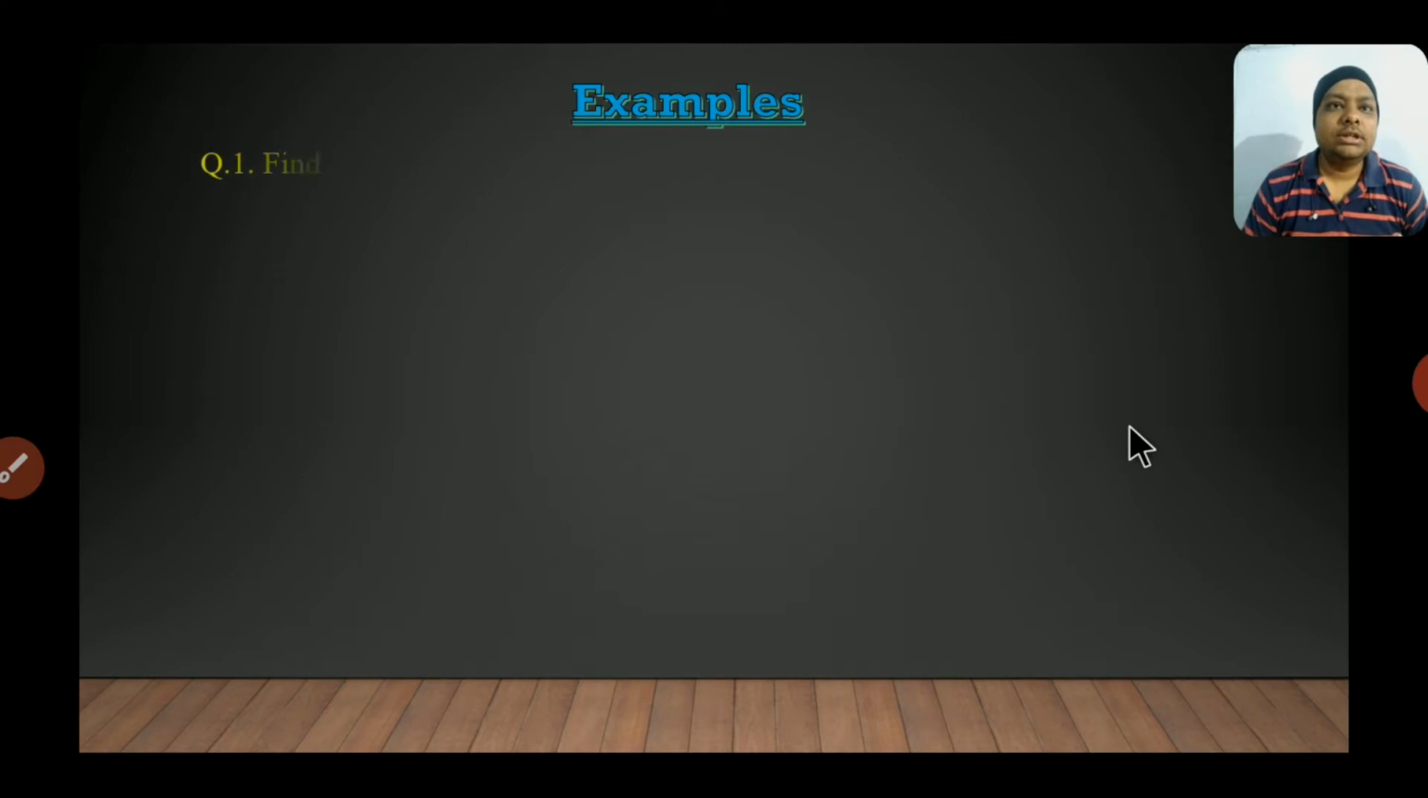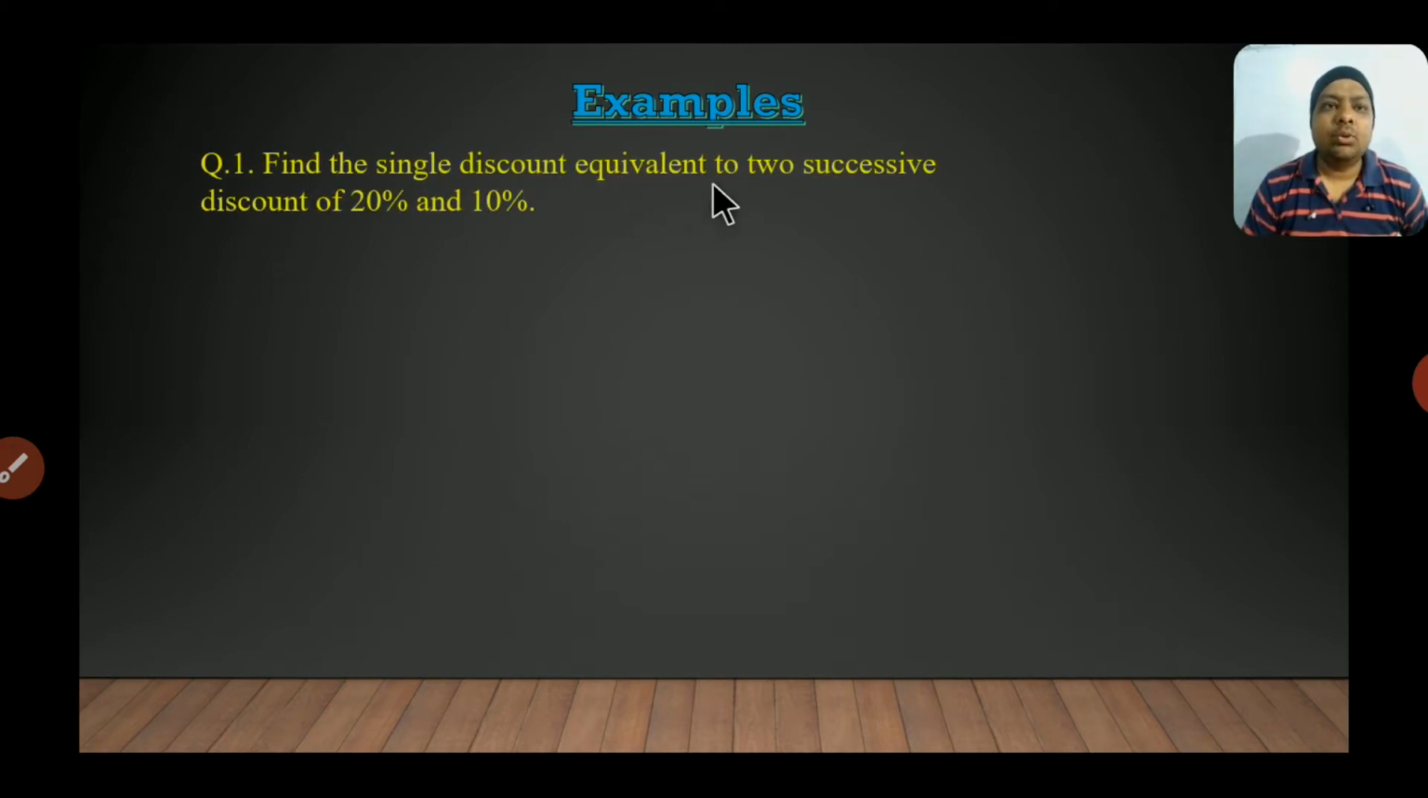Now let's see the first question. We have to find the single discount equivalent to two successive discounts of 20% and 10%. These are the two discounts given. In this type of question, we will assume the mark price as rupees 100. If we assume the mark price as rupees 100, then what will be the reduced price after the first discount of 20%?